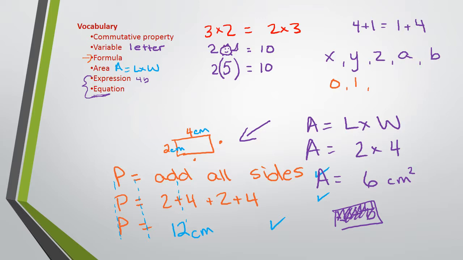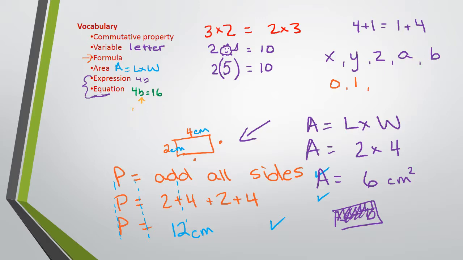If it has an equal sign, though, 4b equals 16. That means that 4 times something is 16. So what do you think the b stands for? 4 times something is 16.